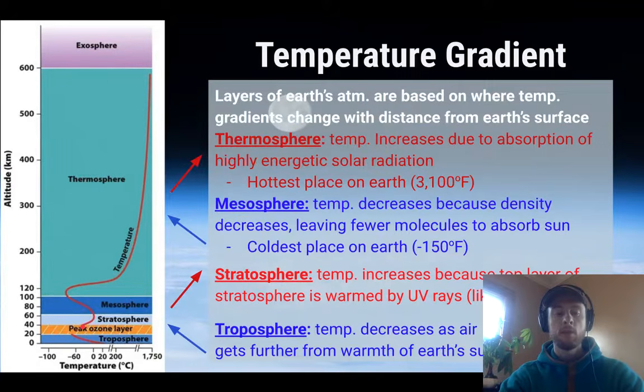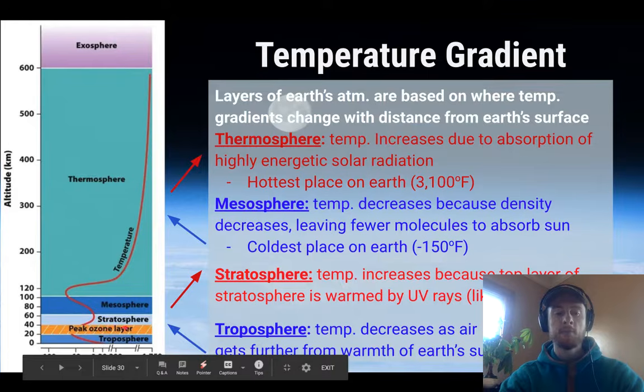So if we look at our graph over here, we can see that after this peak ozone layer, which blocks a lot of those high energy UV rays, the stratosphere is going to start to warm back up quite a bit as we get towards this top layer, which is being warmed just like a pool in the summer gets warmed by the sun's rays, by these UV rays that are striking the top of it and warming it up. So then we have a red arrow going back up to remind us that in the stratosphere, we're getting warmer as we move up.